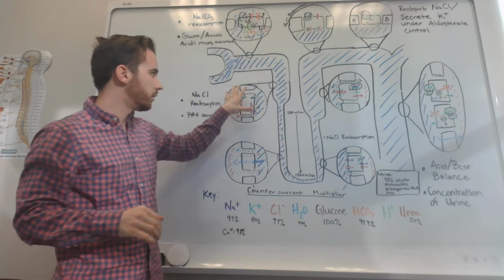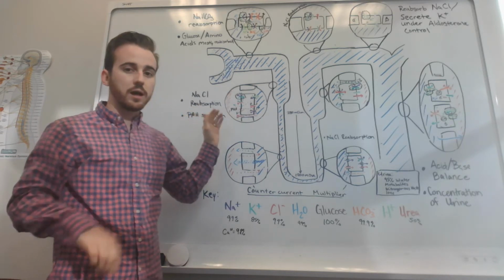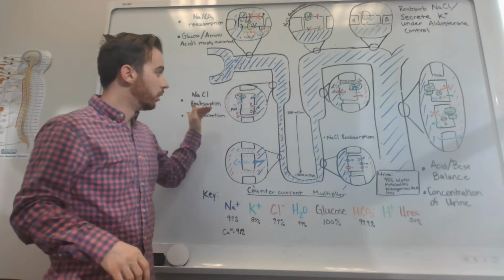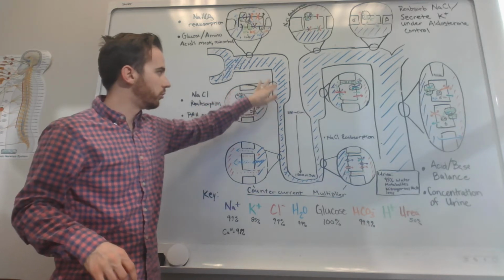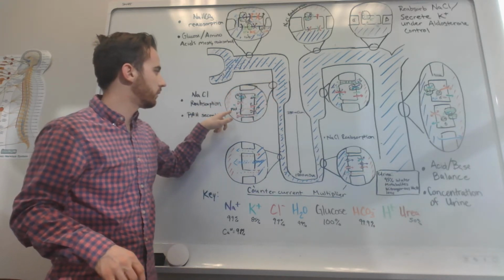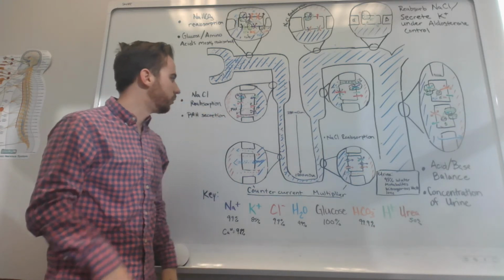Also important to note in the proximal straight tubule is when our organic acids will be secreted into the tubule here. An example of that is para-aminohippuric acid, which will diffuse across there.